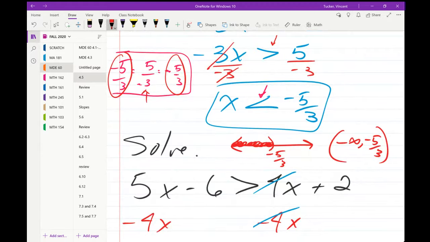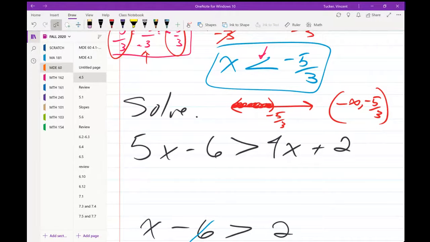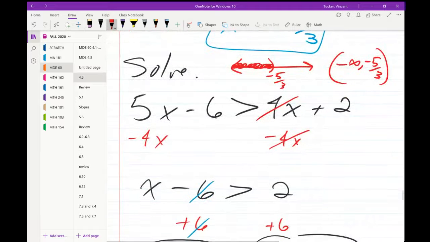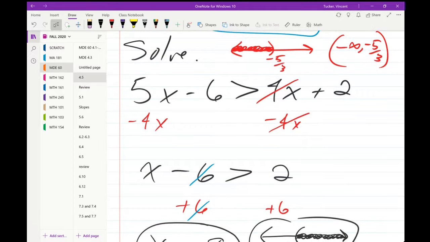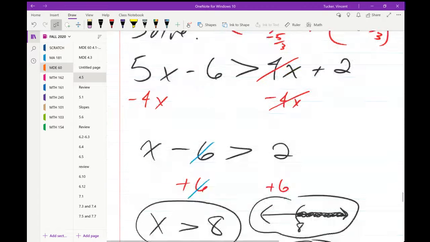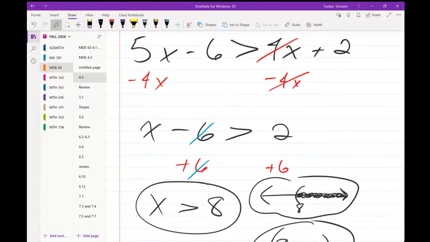So let's look at an actual equation. Do a few of those, and then that'll be it for that section. So we handle it the same way we would if there was an equal sign there. 5x minus 6 is greater than 4x plus 2. So we can subtract 4x from both sides. Your goal should be to get all of your x terms to one side, all of your terms without x to the other. So that'll give me x minus 6 is greater than 2. Then I'll add 6 to both sides. x would be greater than 8.